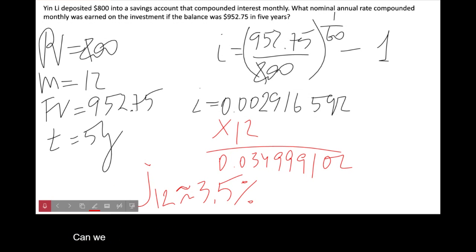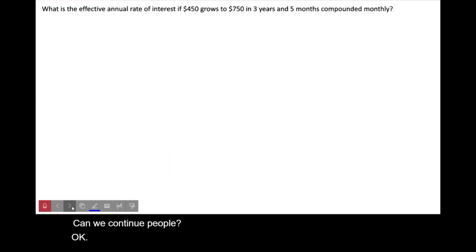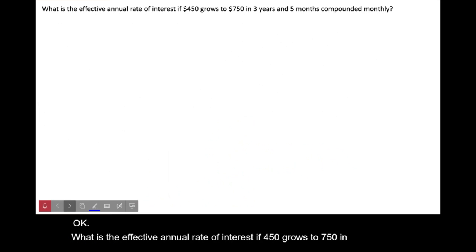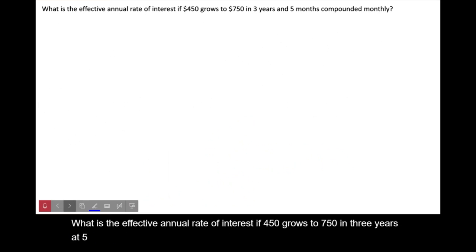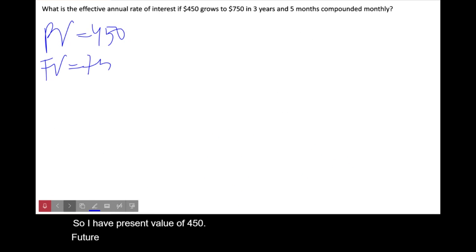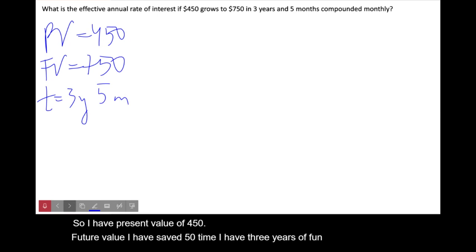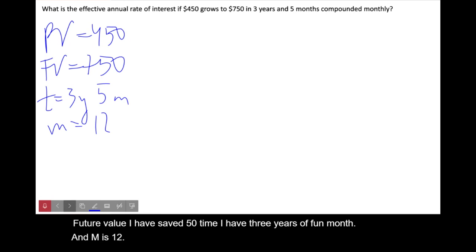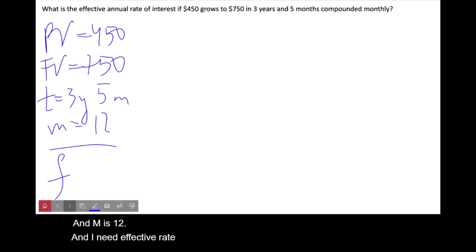Can we continue, people? Okay. What is the effective annual rate of interest if 450 grows to 750 in 3 years and 5 months compounded monthly? Okay, so I have present value of 450, future value I have 750, time I have 3 years 5 months, and m is 12, and I need the effective rate f.